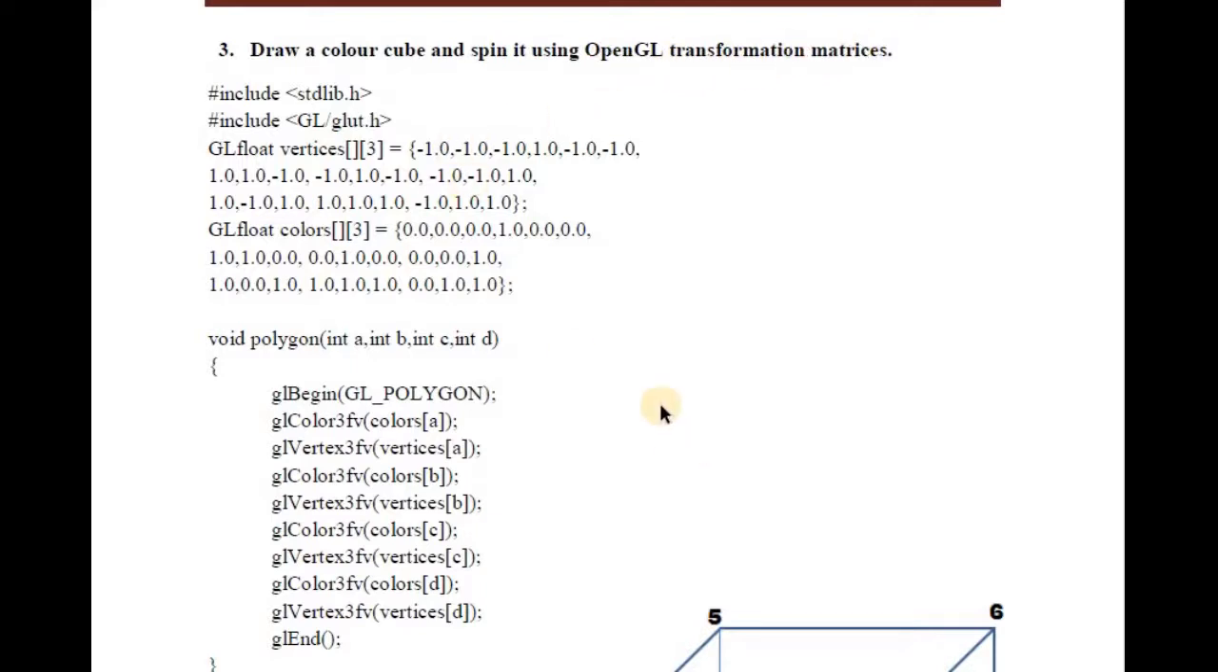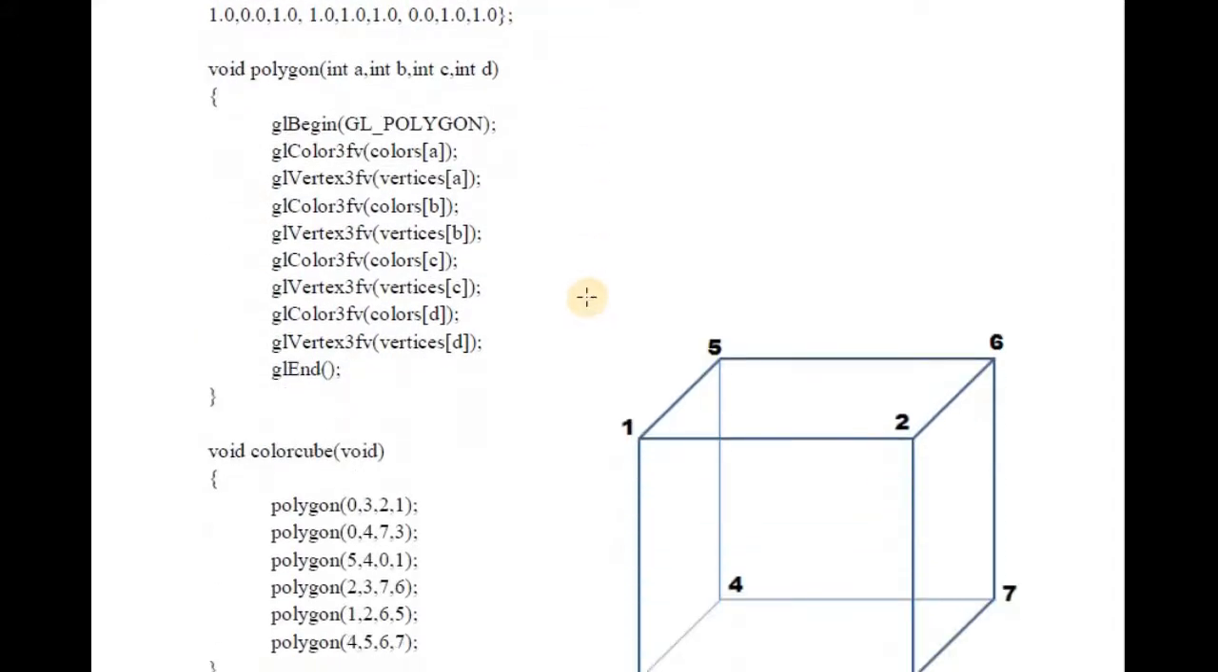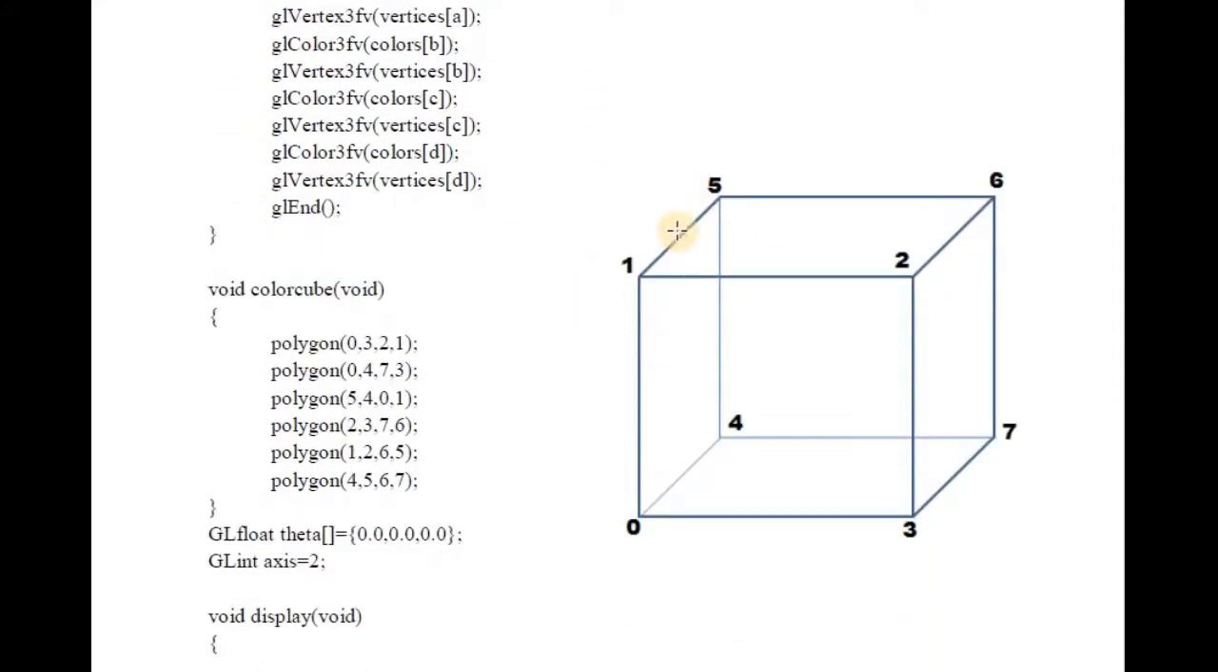So if you look at this cube, there are six faces over here, and each endpoint or vertex is numbered. So this is numbered as 0, this is numbered as 3, this is numbered as 2, this is numbered as 1.